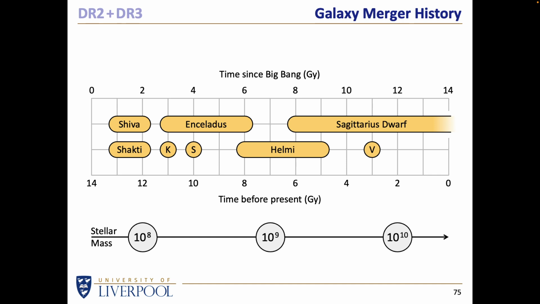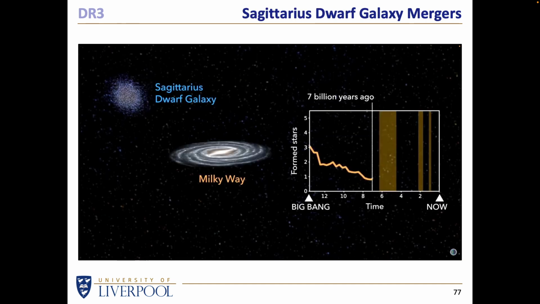I'm not going to talk about the other ones, but the other one of interest is the Sagittarius dwarf galaxy on the right-hand side here. That has been interacting with us for quite a long time. Notice that it isn't finished on the right-hand side. It continues. It is still interacting with us. So we think this is what's happened.